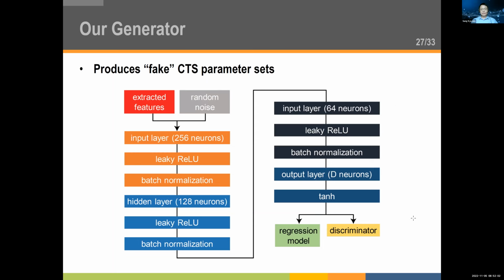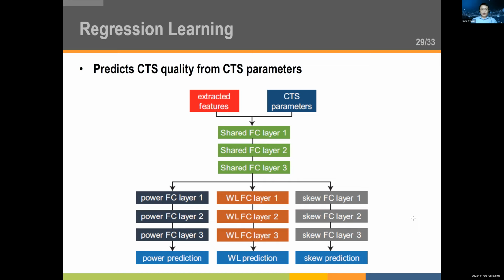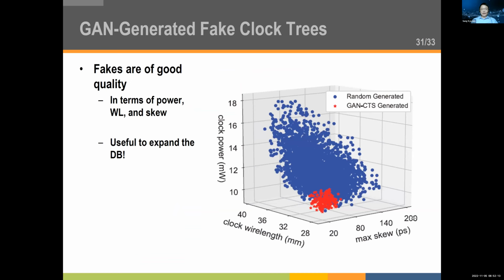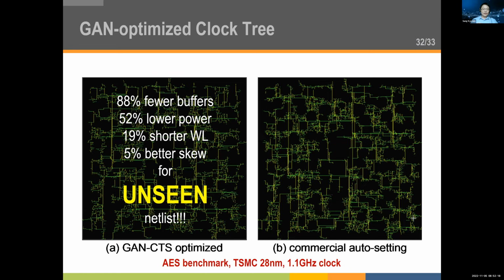For the generator and discriminator, we use standard DNN layers, nothing fancy. And the result is using this GAN, we tune the parameters and compare that to the commercial auto setting, which is not too good. We know that, but still we don't have any other baseline. We were able to improve the baseline quite a bit actually.